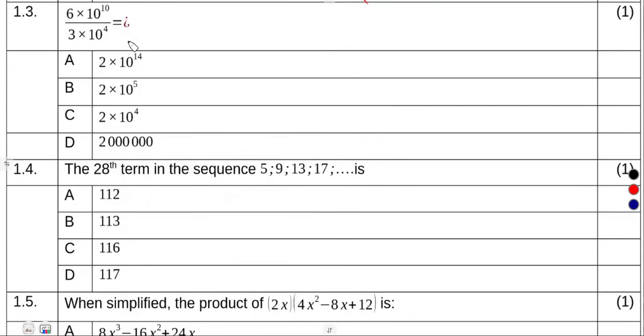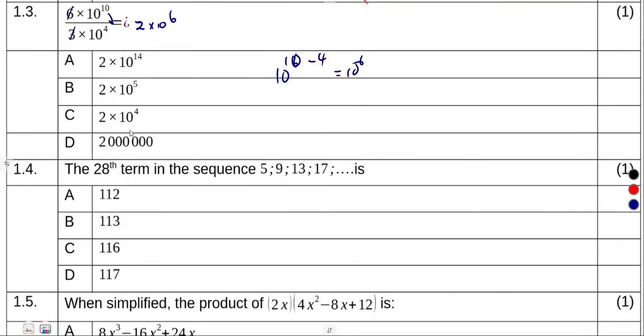Then 1.3, simplify this. Simply divide 6 and 3. That is going to give us a 2. There we've got same bases, so subtract the exponents. Remember, for same bases, you subtract the powers. So that's 10 to the exponent of 10 minus 4, which is going to give us 10 to the exponent of 6.